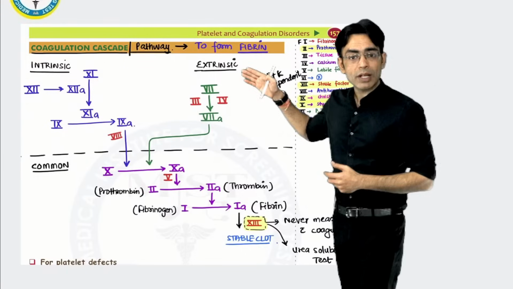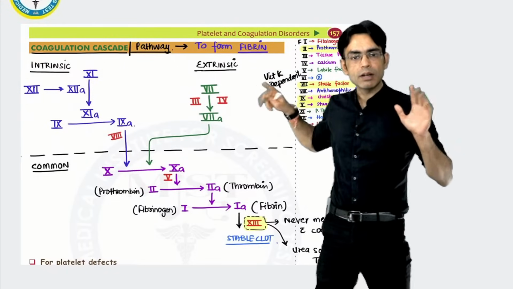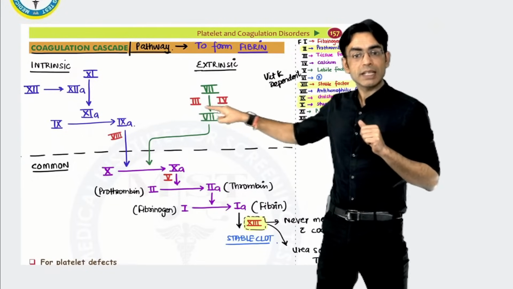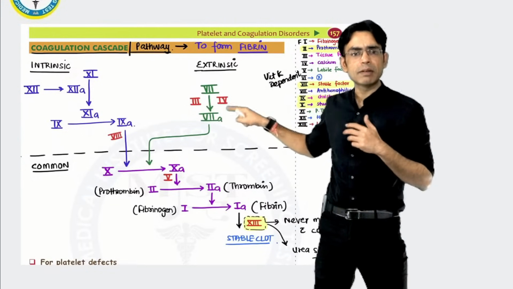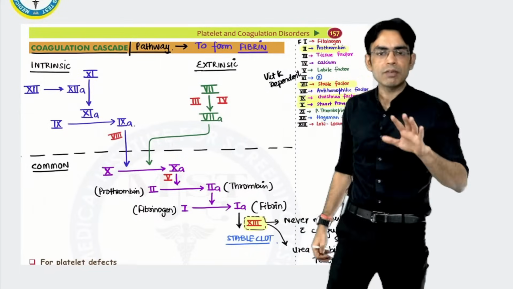And when we are talking about an extrinsic pathway, then it is only one step. Activation of factor number 7. So 3 plus 4, these factors are required here. So 3 plus 4 is 7. So you remember it like this: 3, 4, 7. The common pathway is the same: 10, 5, 2, 1.